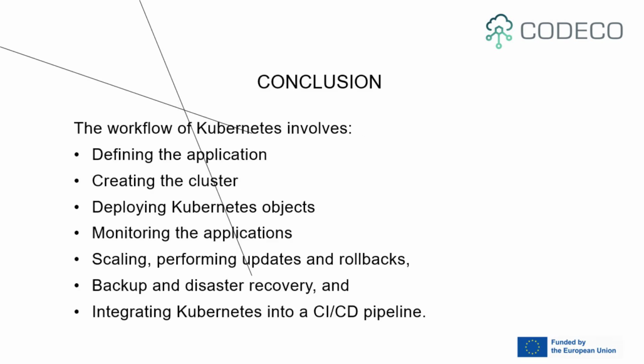In this part of the course, we explored the workflow of Kubernetes, covering various stages and processes involved in running applications on Kubernetes. We started by defining the application, creating the cluster, deploying Kubernetes objects, monitoring the application, scaling, performing updates and rollbacks, backup and disaster recovery, and integrating Kubernetes into a CI/CD pipeline. Based on these steps, you can effectively utilize Kubernetes to manage and orchestrate containerized applications.